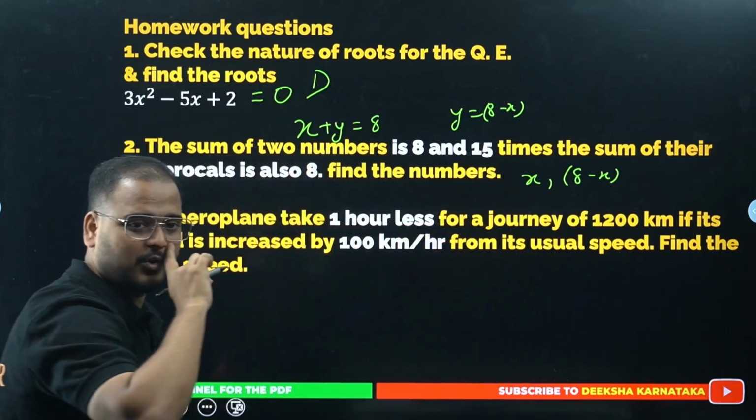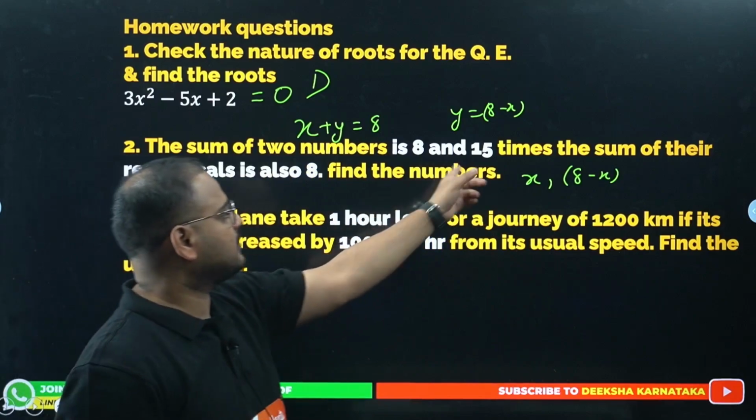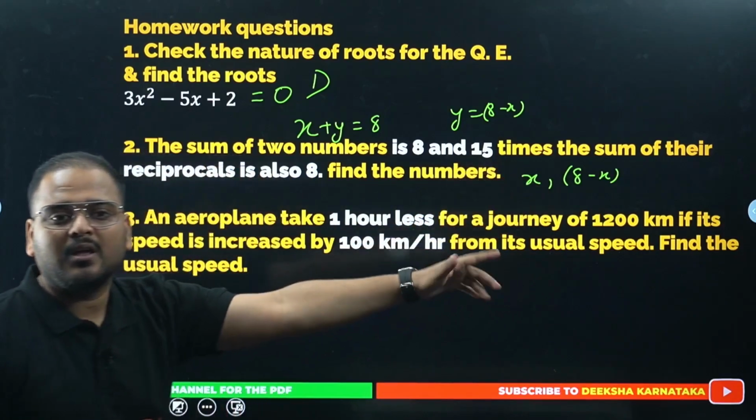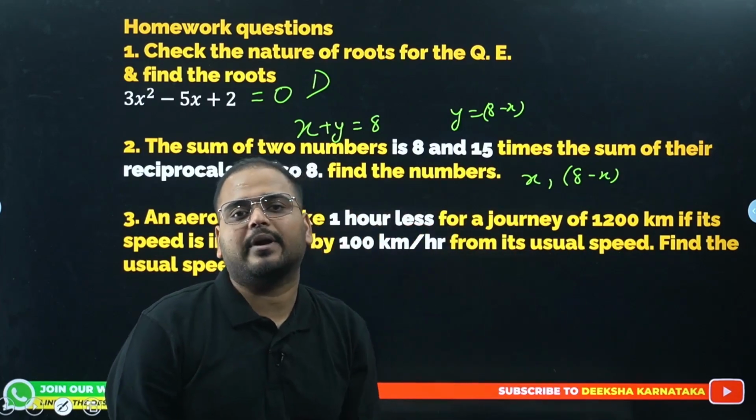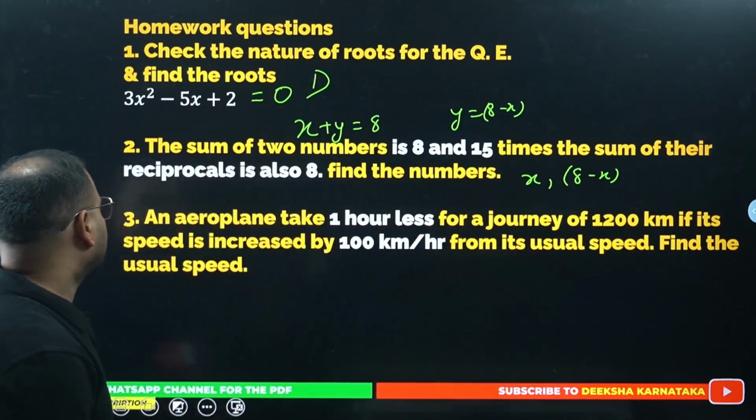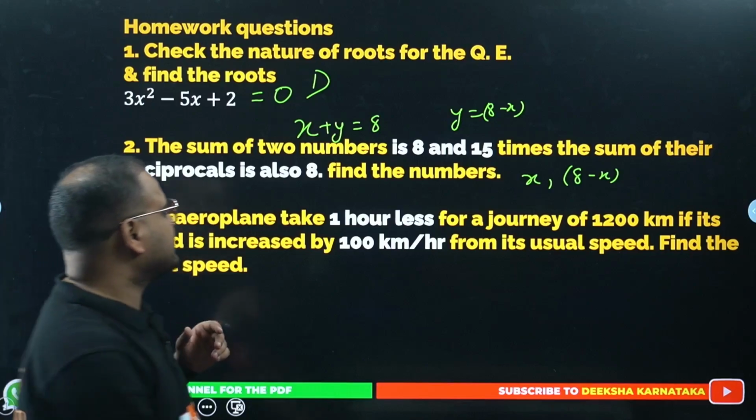Now use the given information. 15 times the sum of the reciprocals. Make the reciprocals, multiply with 15 and put it equal to 8. Solve the equation.